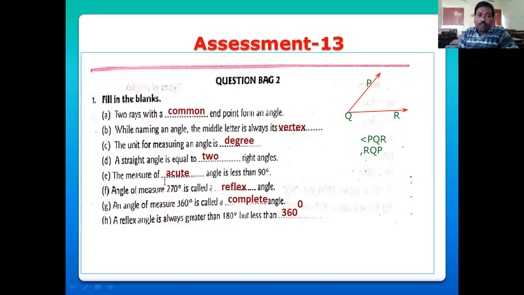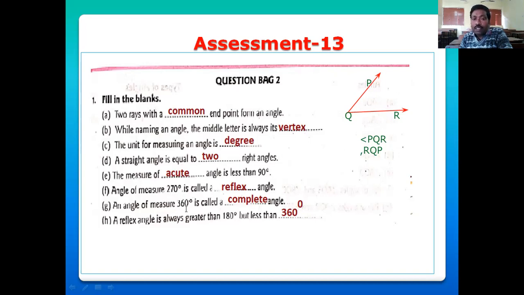Now the measure of a dash angle is lesser than 90 degrees. An angle measuring less than 90 degrees is called an acute angle. So our answer will be acute. The angle of measure 270 degrees is called the reflex angle. Yes, this is the reflex angle. The definition of the reflex angle is that all angles greater than 180 degrees and less than 360 degrees are called reflex angles.